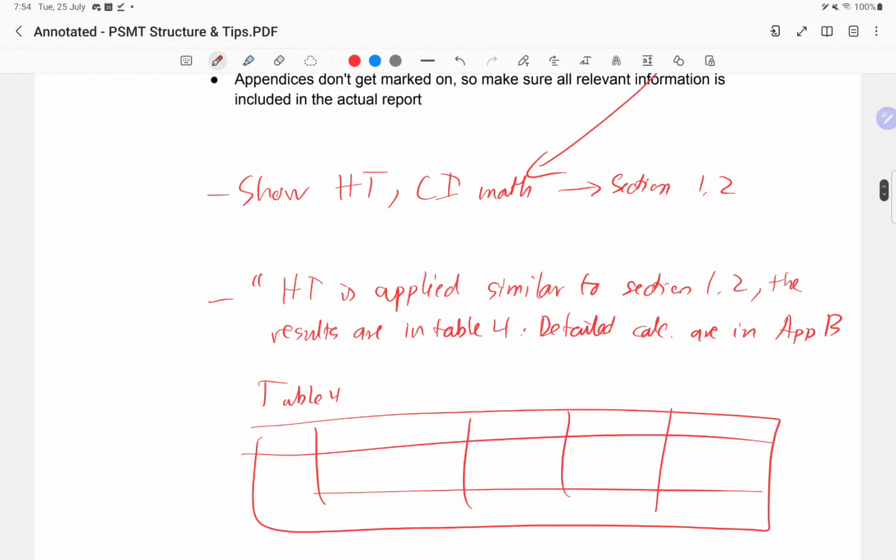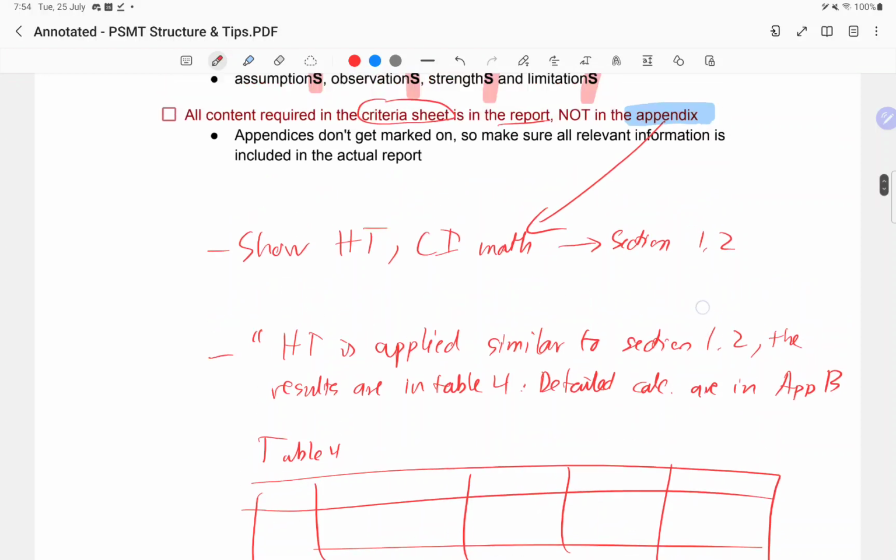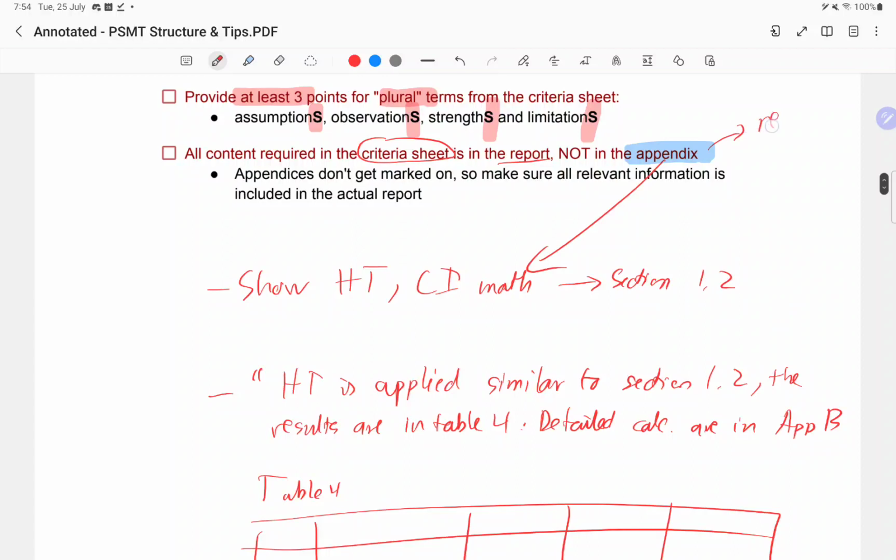Okay, so that's what the appendix is for. Okay, for repeated calculations. All right. So appendix is for repeated calculations.